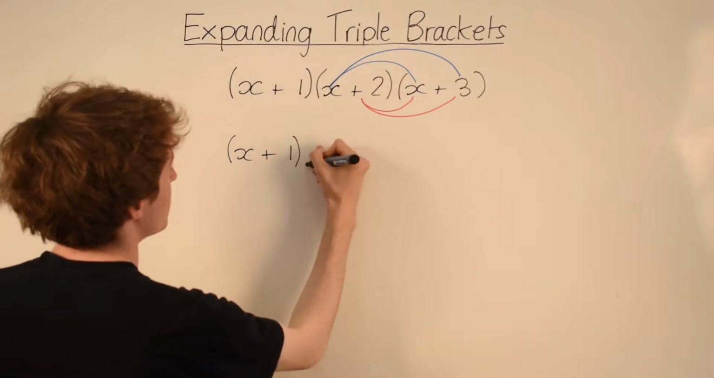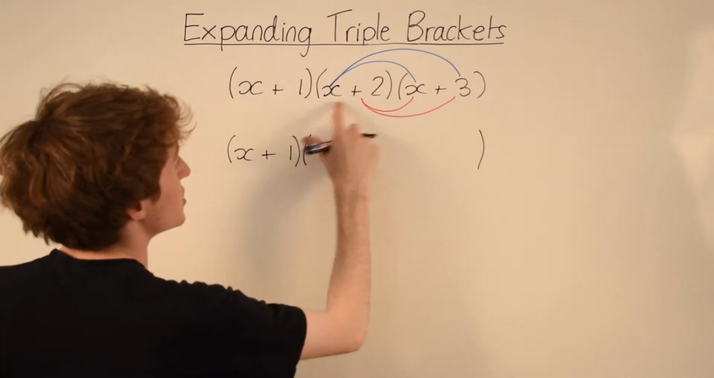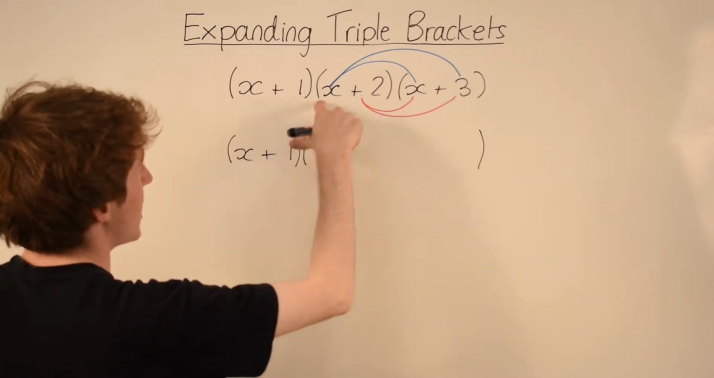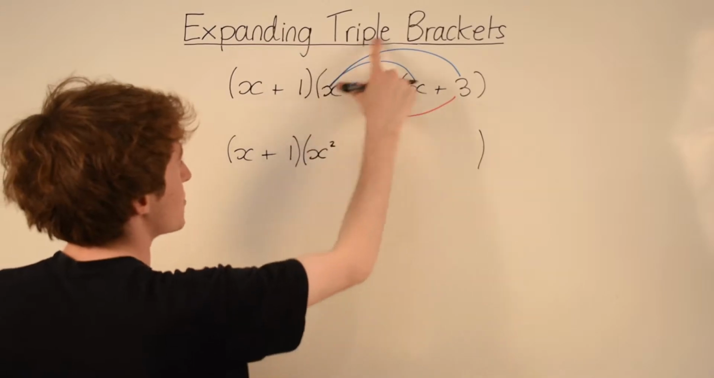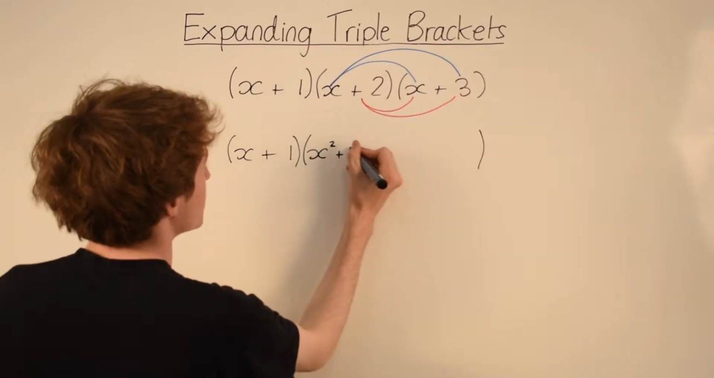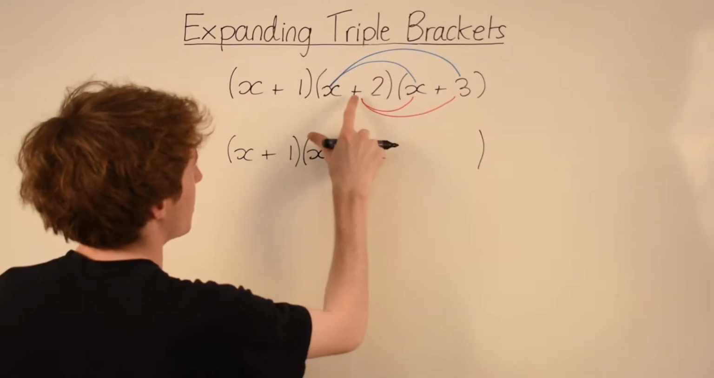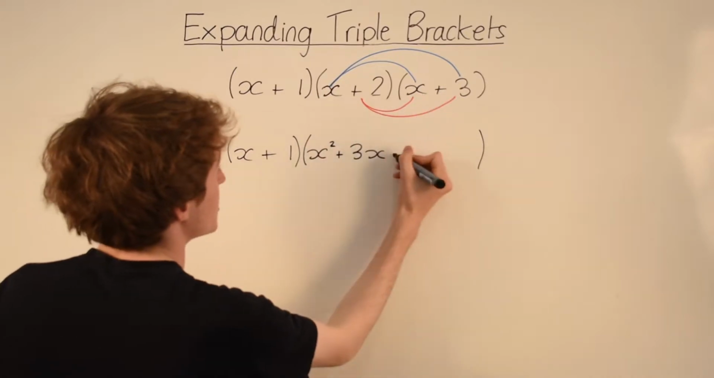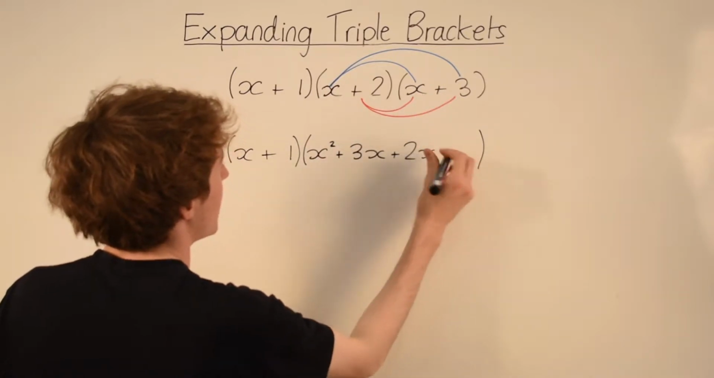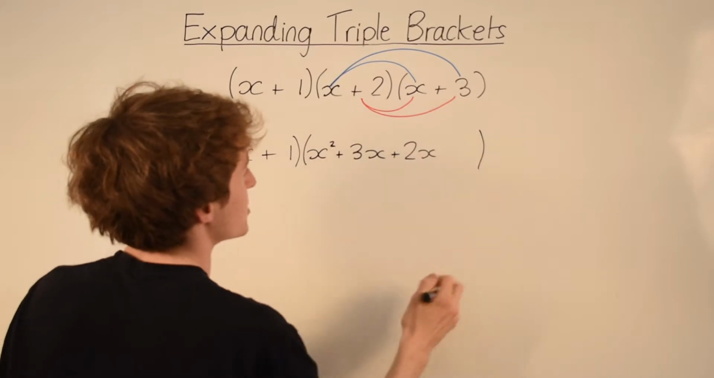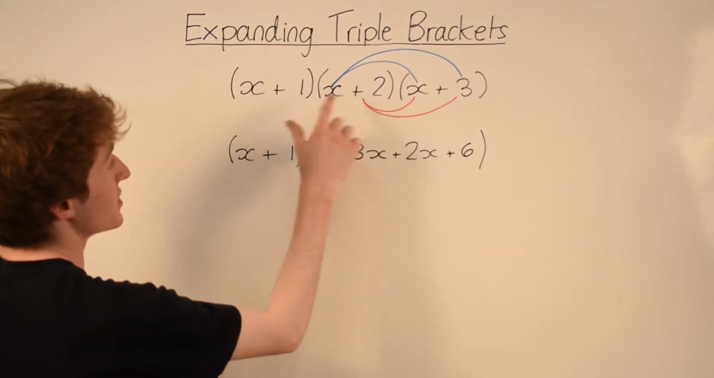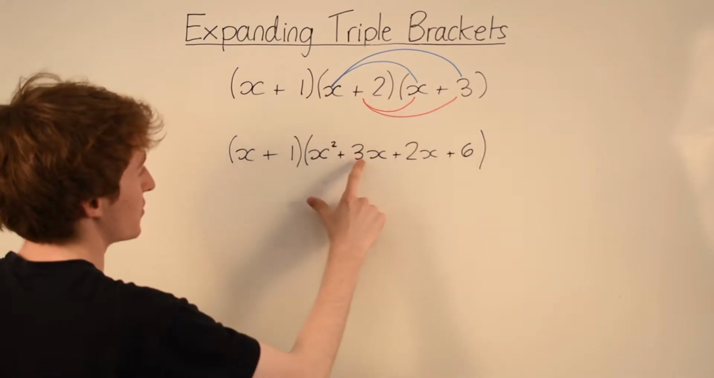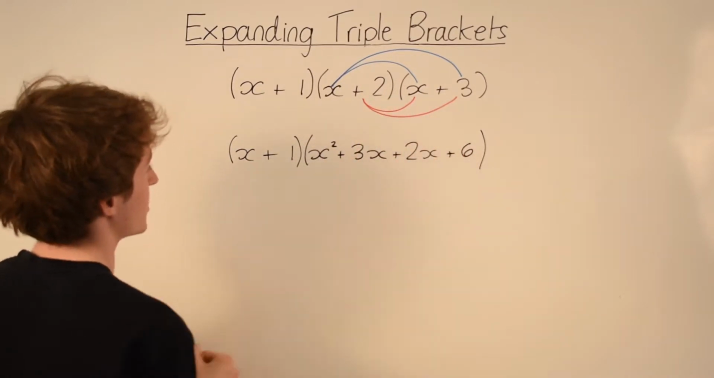Okay, so if we expand these double brackets, what we get is x multiplied by x, which is x squared. We get x multiplied by plus 3, which is plus 3x. We get plus 2 multiplied by x, which is plus 2x. And then we get plus 2 multiplied by plus 3, which is plus 6. Okay, so we've now expanded these double brackets here to get x squared plus 3x plus 2x plus 6.